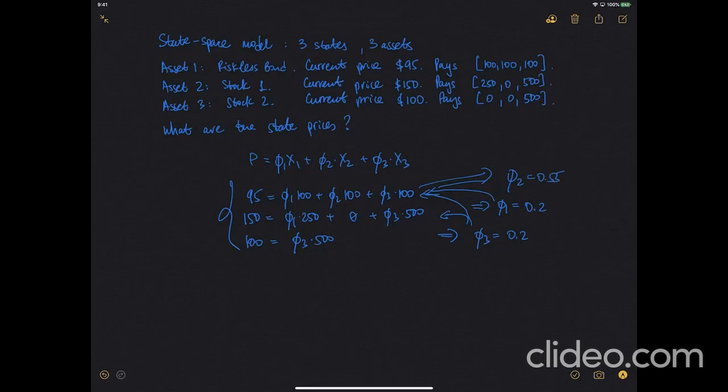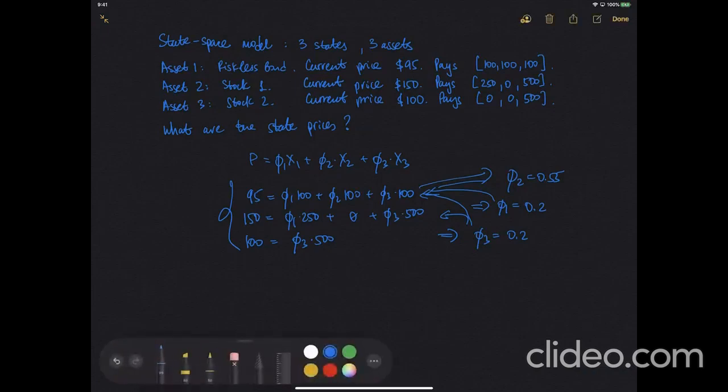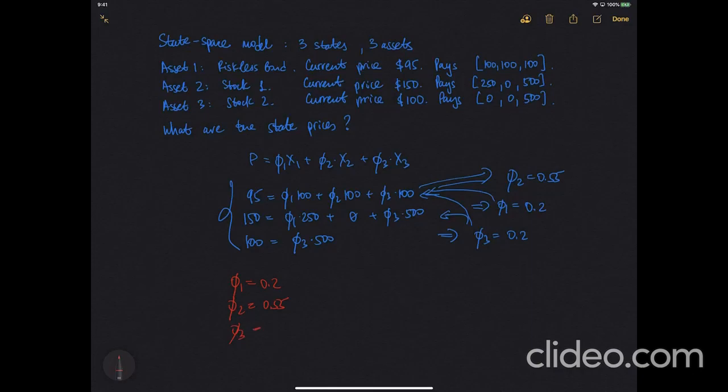0.55. So altogether, we get that the state prices in this case are phi 1 equals 0.2, phi 2 equals 0.55, and phi 3 equals 0.2 as well. So this is the set of the state prices in this state space model.